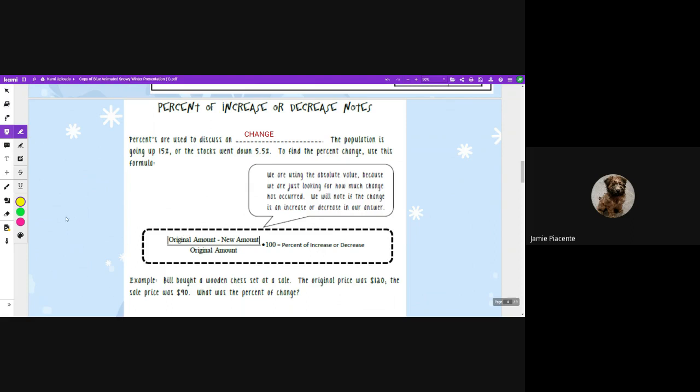So original amount minus new amount, and it has those little bars around it. Do you remember what those bars meant? They mean absolute value. So whatever's inside, once you get your answer, it might be positive or negative, it becomes a positive. Then you multiply by 100. We're also going to determine if my price went up or down. If the number goes up, it's an increase. If it goes down, it's a decrease.